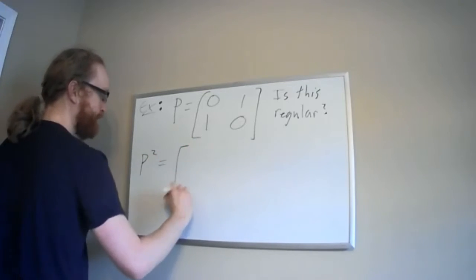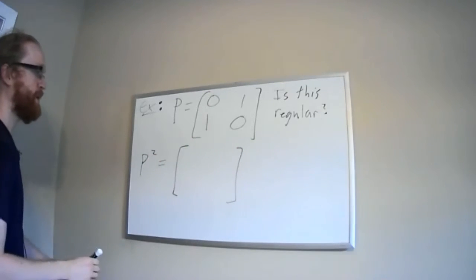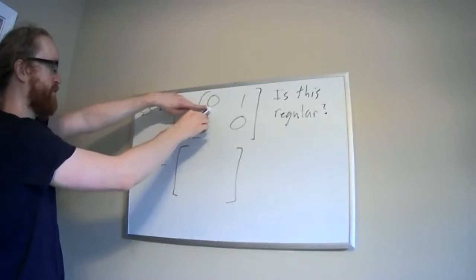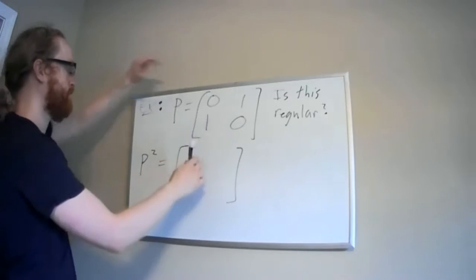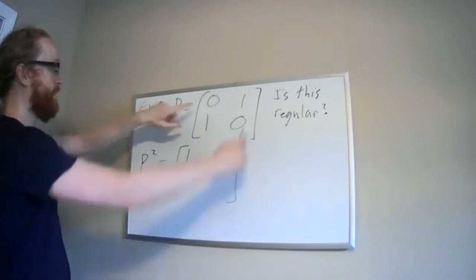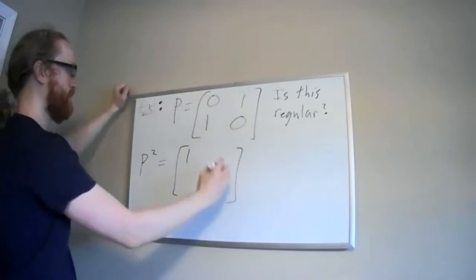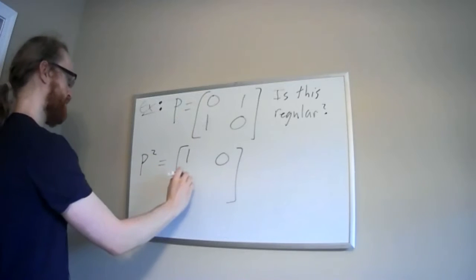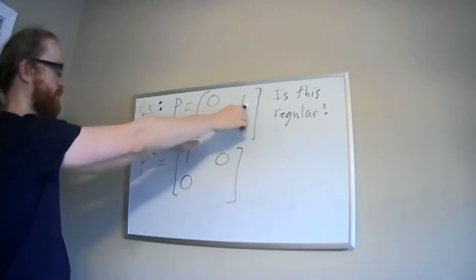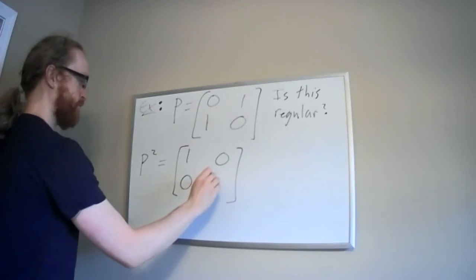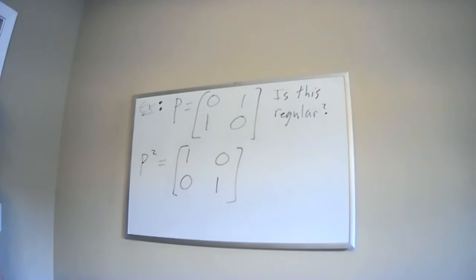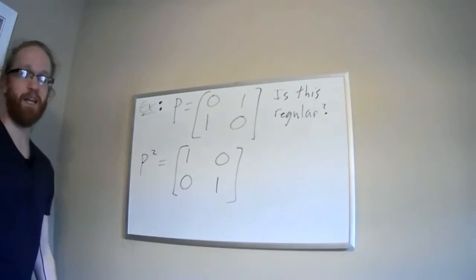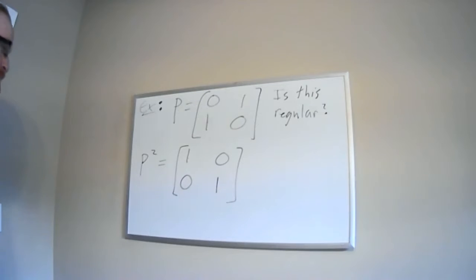So what's P squared? P squared is, well, I just take this row times first column: 0 times 0, plus 1 times 1, so 1. 0 times 1 plus 1 times 0, that's 0. 1 times 0 plus 0 times 1 is 0. And 1 times 1 plus 0, that's just 1. So here is P squared. It's the identity matrix, the 2x2 identity matrix.